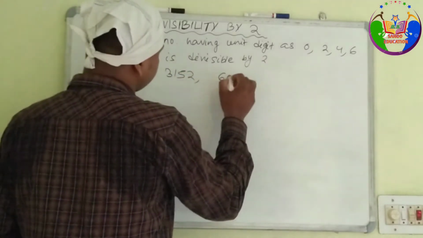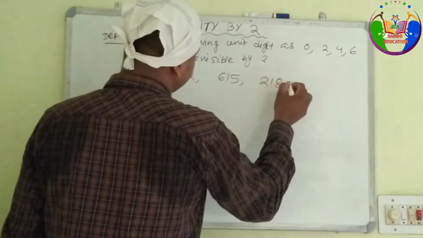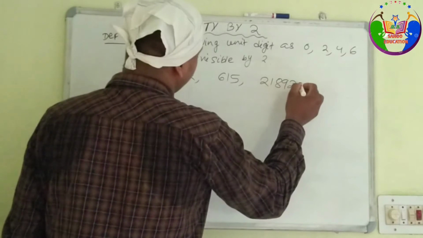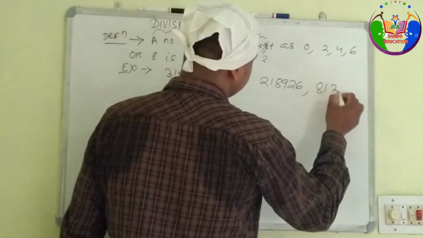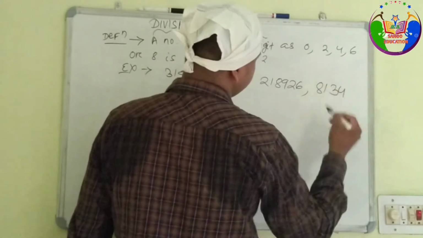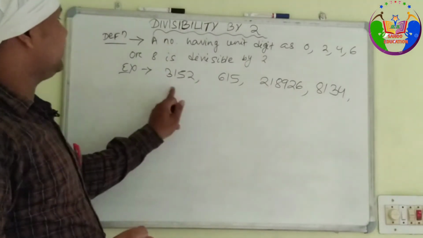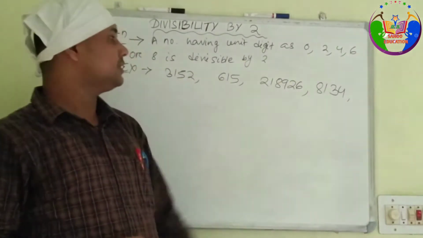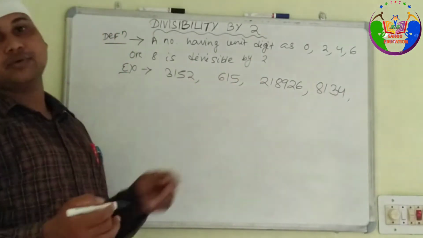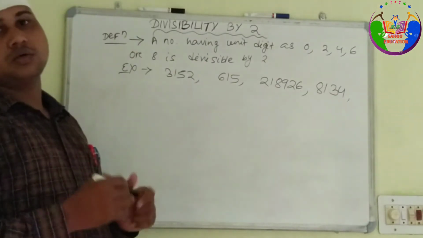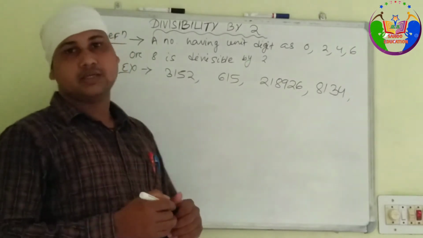3152, 615, 21892, 6, then 8134. These 5 numbers we will take here and see which number is divisible by 2. According to the rule, if the digit ends with 0, 2, 4, 6 or 8, it is divisible by 2.